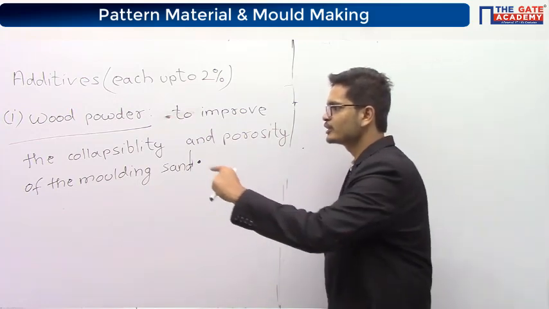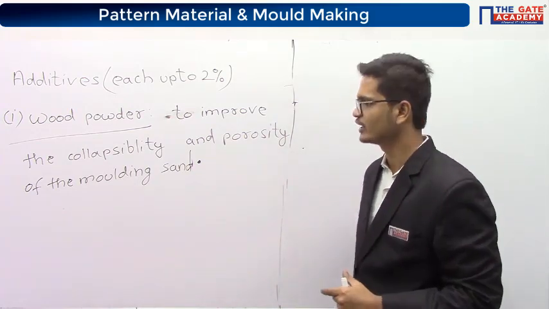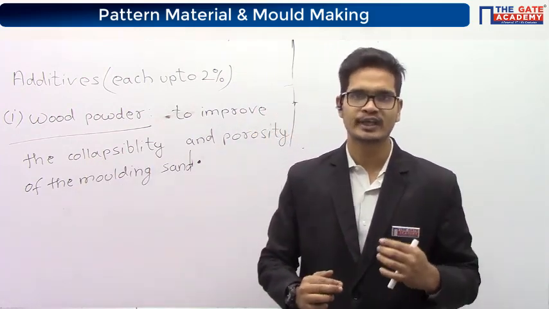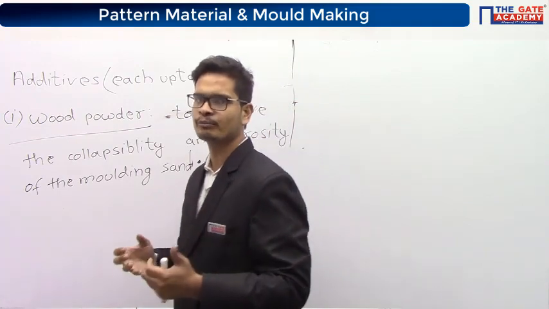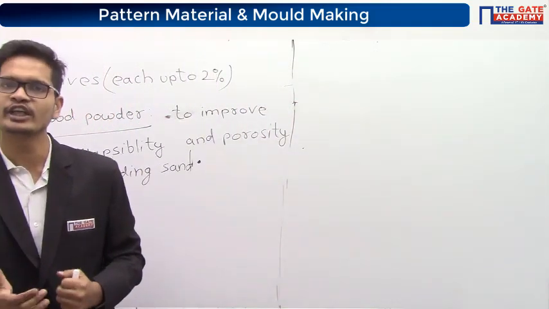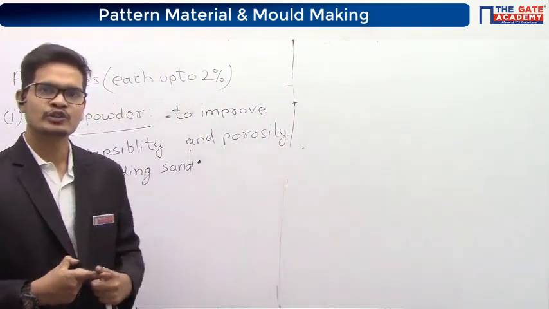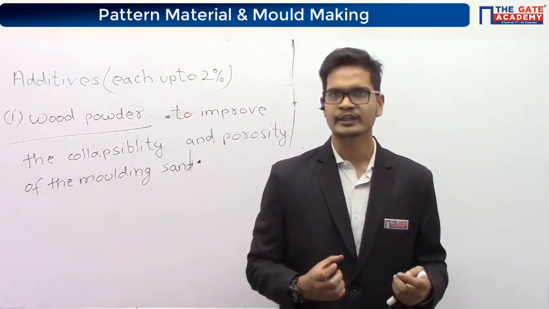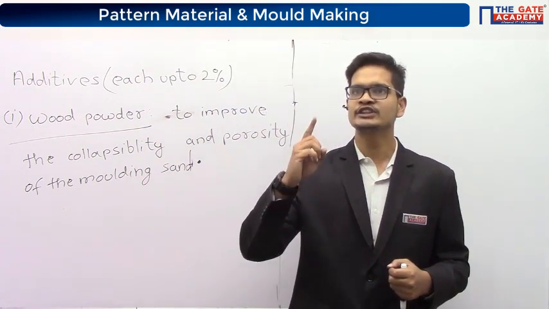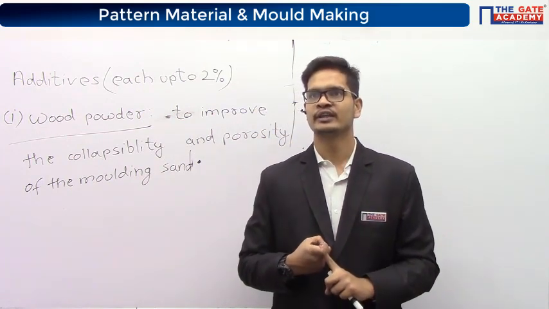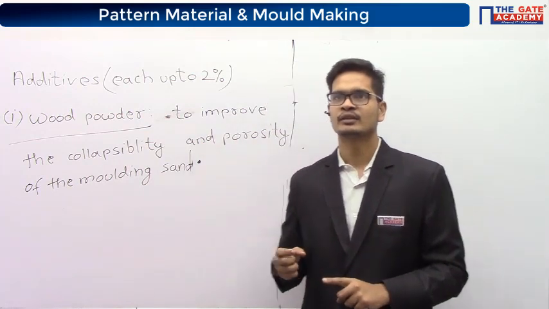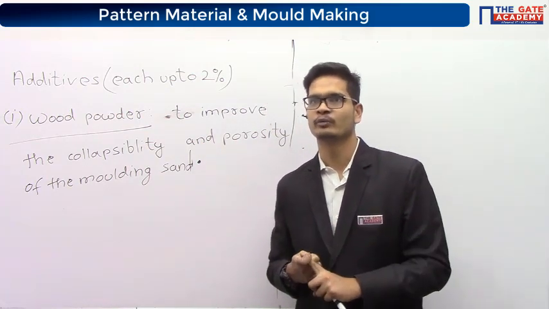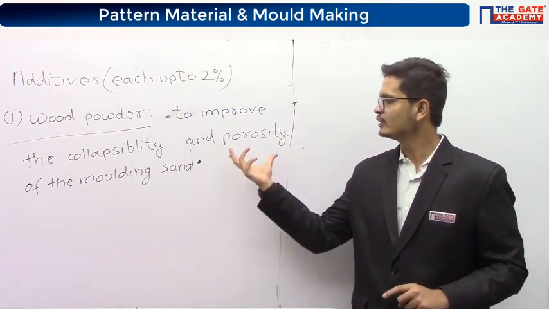Collapsibility, from the name itself you can understand. Collapse-ability. Ability to collapse is called collapsibility. As I told you, for bringing out the casted component, we break the mold. So if the collapsibility of the mold is good, it will be easy for us to break the mold. Hence, collapsibility is needed. Poor collapsibility may damage thin sections of casting. Yeah, very good, Kumar.